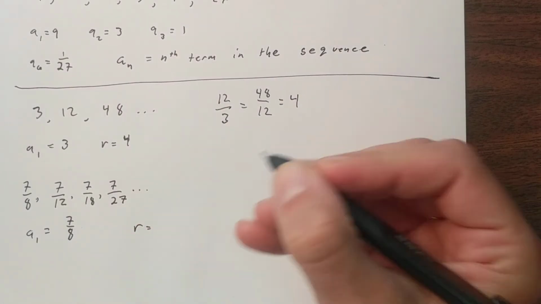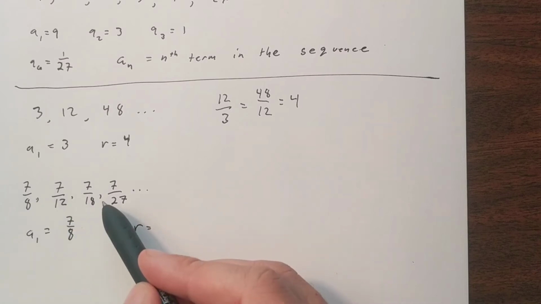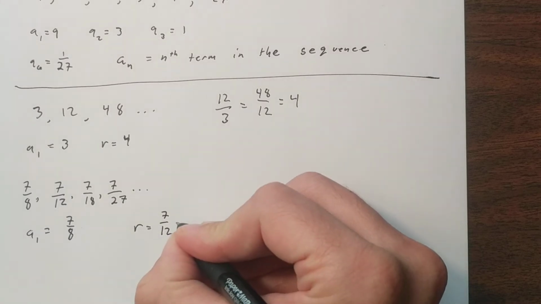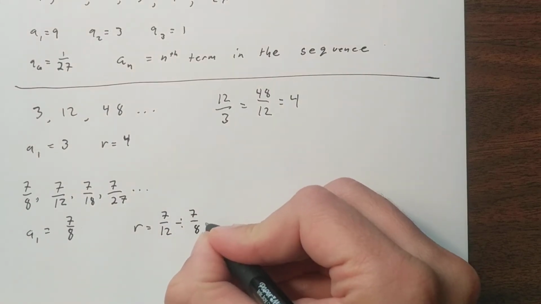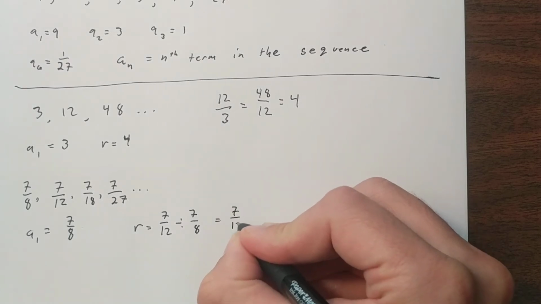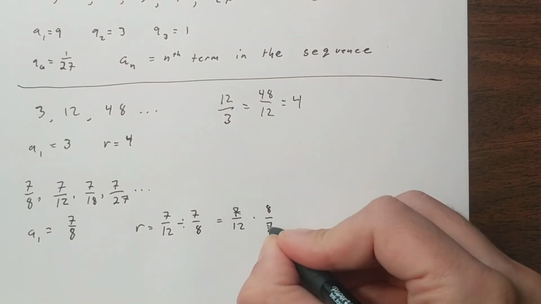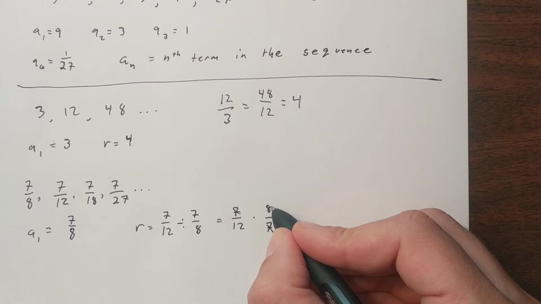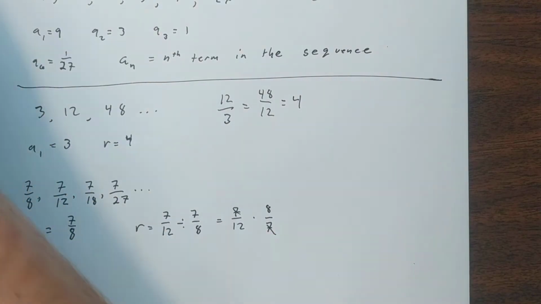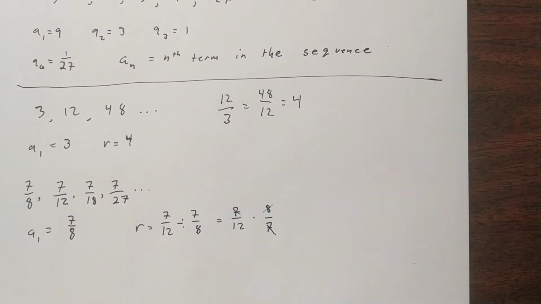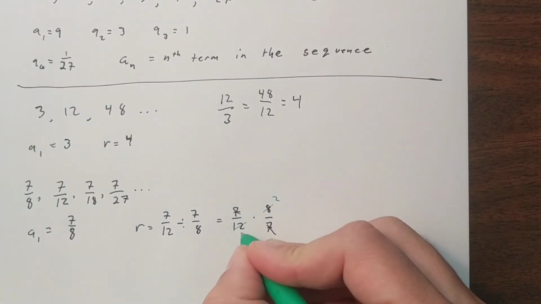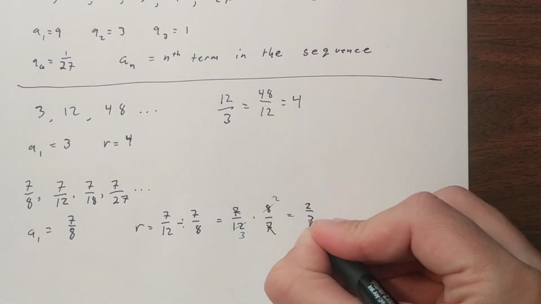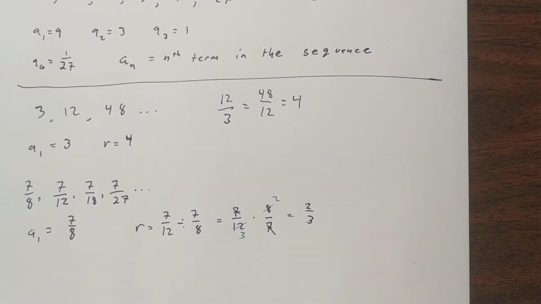My common rate is going to be any term, which we get to choose, divided by the term before it. In this case, I'm going to choose 7/12, and I'm going to divide by 7/8, which we shouldn't do. We should multiply by its reciprocal. Then we notice the 8 and the 7's cancel. The 8 and 12 are both divisible by 4, so we cancel out the 8 to make it a 2, and cancel out the 12 to make it a 3. And so my answer is in fact 2/3. Great.